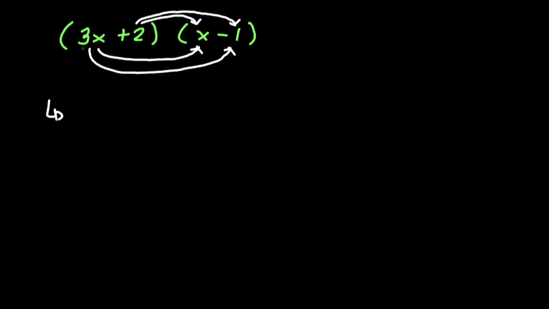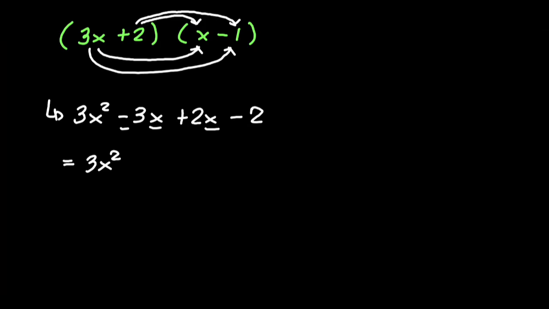So 3x multiplied by x would be 3x squared. 3x multiplied by negative 1 would be negative 3x. So now we'll move on to 2. 2 multiplied by x would be 2x. And 2 multiplied by negative 1 would be negative 2. Combine like terms, these two. So it will be 3x squared. Negative 3, negative 3 plus 2 would be negative 1, or negative x minus 2.